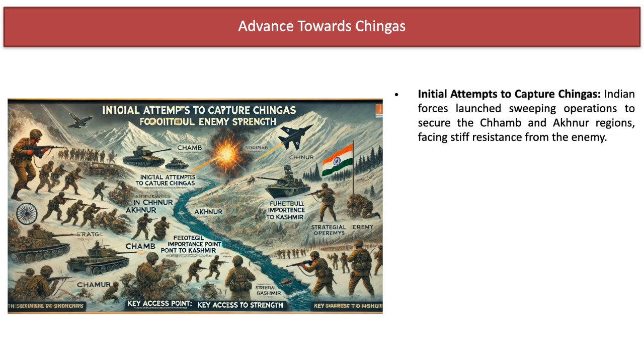In the end, the advance toward Chingas was a critical step in the broader campaign to secure the Chamb and Akhnoor region. It showed that the Indian army was not just defending its territory but actively taking the fight to the enemy, pushing forward and securing every inch of the ground.